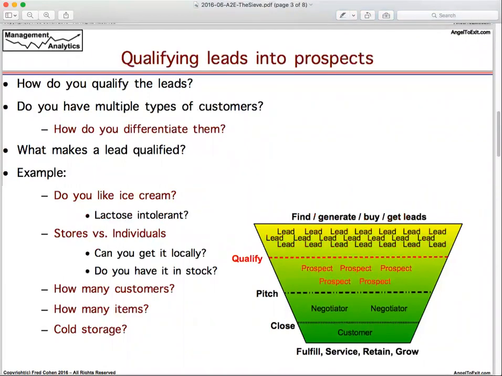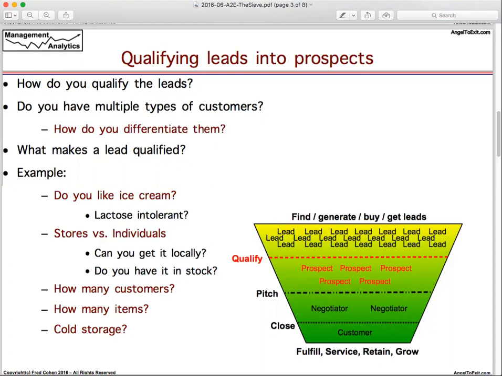The next step is qualifying the leads and turning them into prospects. Generally, we're going to want to know, how do you qualify the leads? Do you have multiple types of customers? And if so, how do you differentiate them? What makes a lead qualified? So for example, do you like ice cream? Are you lactose intolerant? You might have ice cream for people that are lactose intolerant. It's not made of cream, it's made of something else.